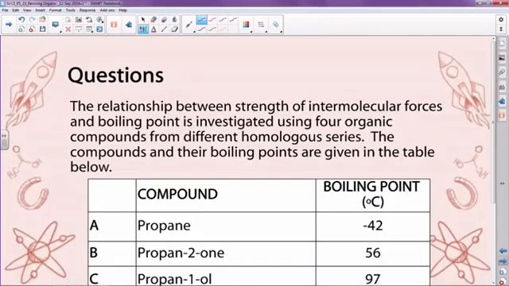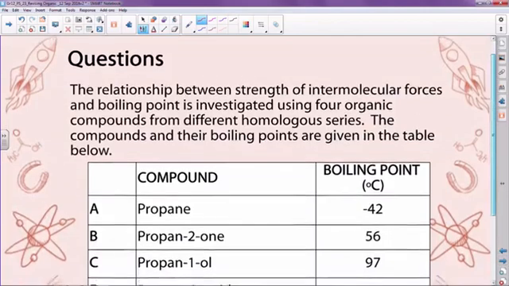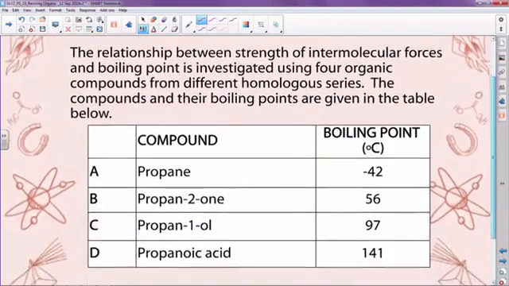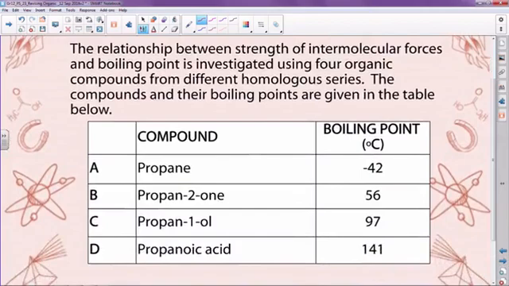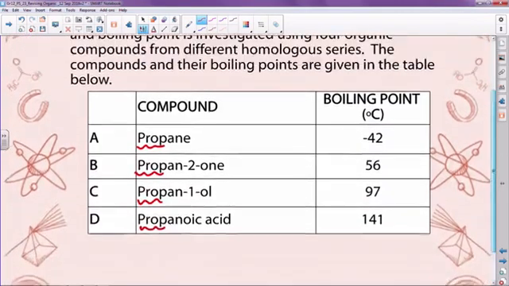Let's get to the meat of the question. It says the relationship between strength of intermolecular forces and boiling point is investigated using 4 organic compounds from different homologous series. The compounds and their boiling points are given. So there we go. All got 3 carbons, they're all prop. That's great.